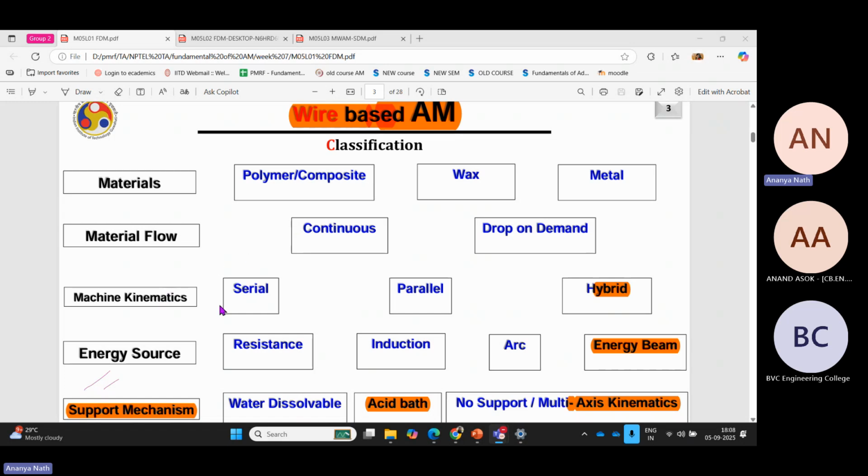Next is machine kinematics. It can be serial kinematics, parallel kinematics, or hybrid. It's just like how your degree of freedom is told to the machine, how you have set the degree of freedom in the machine. What are the parts that are moving? Whether it's only the build plate that is moving, or whether it's the tool head, the wire feeder, or the nozzle from which the melted wire is coming that is moving, or both things are moving.